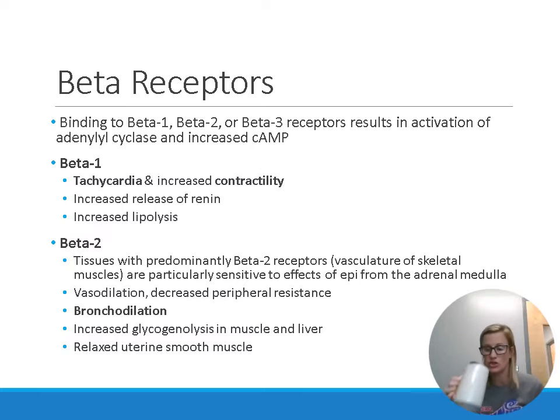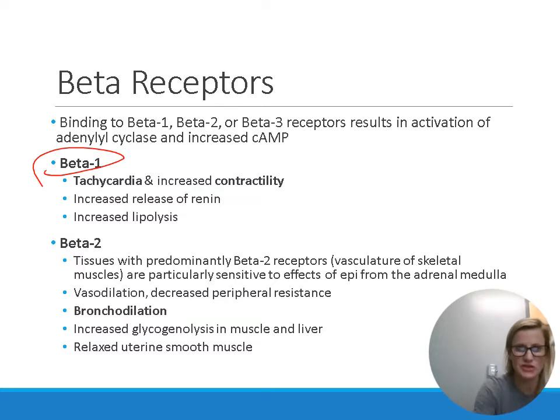So that's alpha receptors. Beta receptors: binding to beta 1, beta 2, or beta 3 receptors results in the activation of adenylyl cyclase and increased intracellular cyclic AMP. The stuff that happens in the actual tissues varies depending on which receptor we're talking about. So beta 1 receptors, for the most part, are associated with being in the heart.